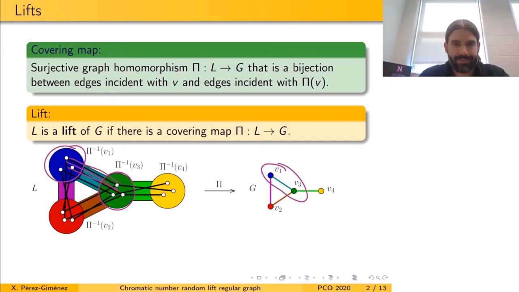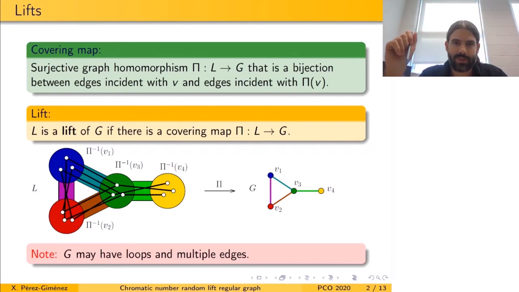So I was talking mainly about simple graphs, but this definition can also be extended to base graphs that have loops and multiple edges. Multiple edges don't pose any problem. If I have a multiple edge here, I just need to add an additional perfect matching across the corresponding fibers. However, for loops, if my base graph has a loop, I have to modify a little bit what I mean by the covering being a local bijection.